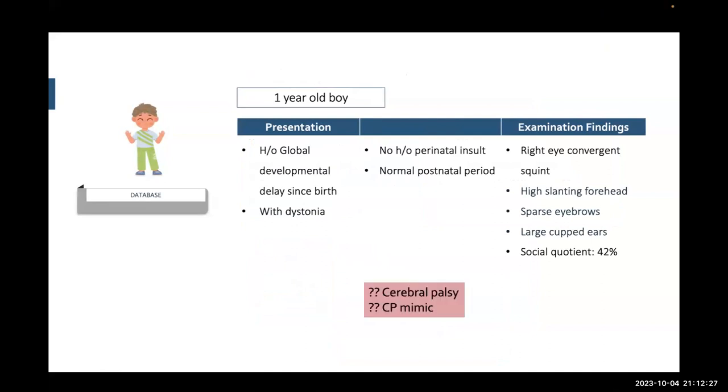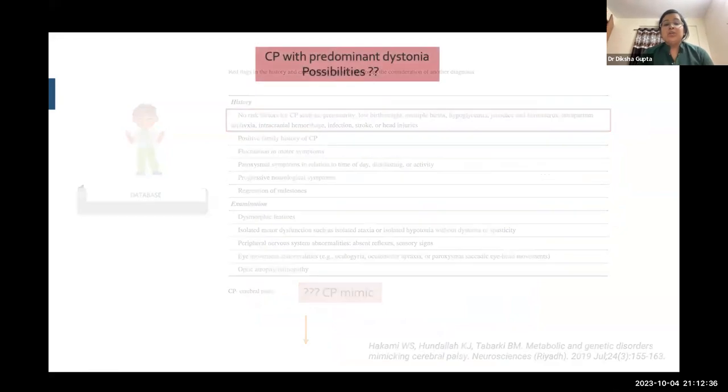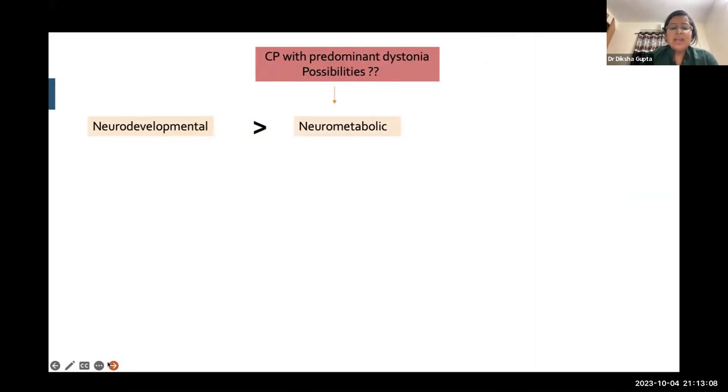So we were thinking it could be CP, but a CP mimic is high on the cards because there were no risk factors for CP like prematurity or any perinatal events. So considering CP with predominant dystonia, the possibilities we kept were neurodevelopmental more than neurometabolic, because there was no history of any acute worsening with fever-triggered worsening or any encephalopathy.